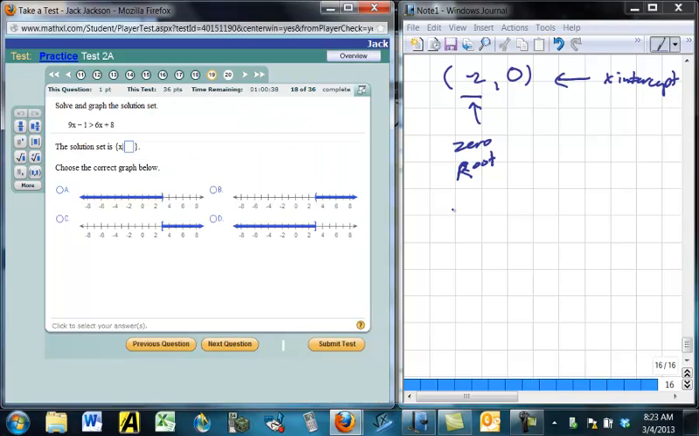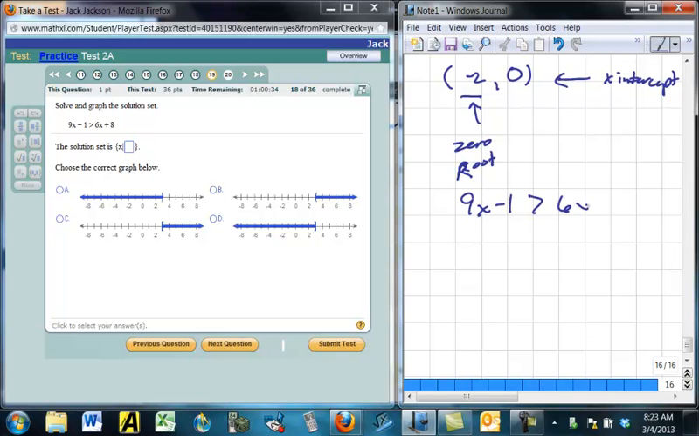Now solving some inequalities. 9x minus 1 is greater than 6x plus 8. These solve exactly like equations, except that if we multiply or divide both sides by a negative, we have to reverse the direction of the inequality. So I'm going to add negative 6x to both sides to get the x's eliminated on one side. And I'm going to eliminate the constants on the other side by adding 1 to both sides. So we get 3x is greater than 9. Divide by 3, x is greater than 3.